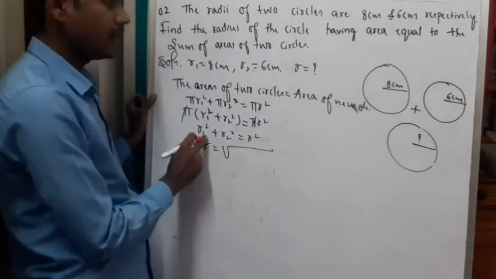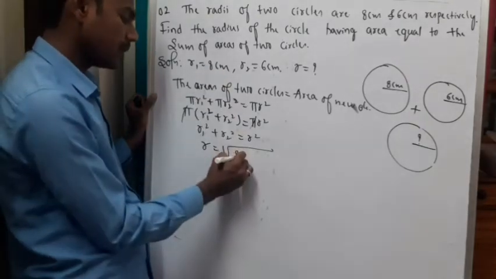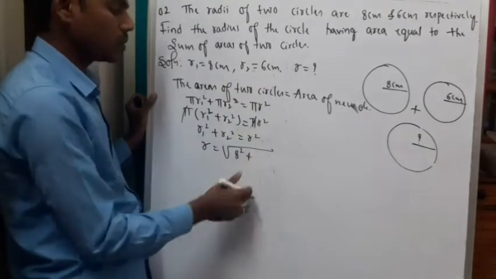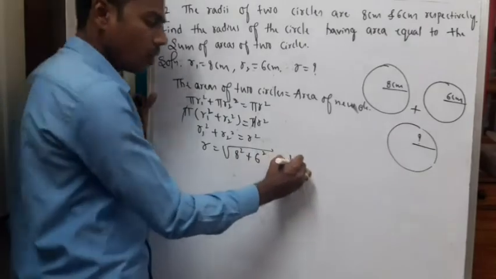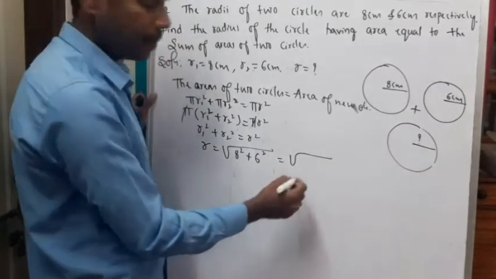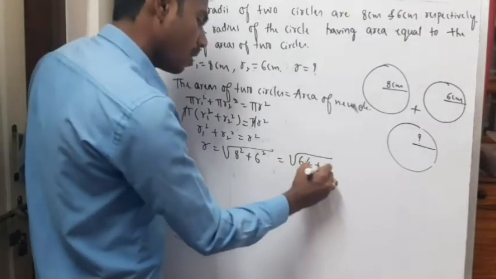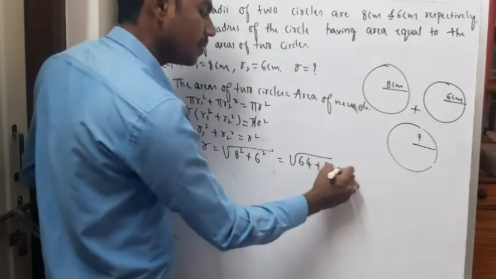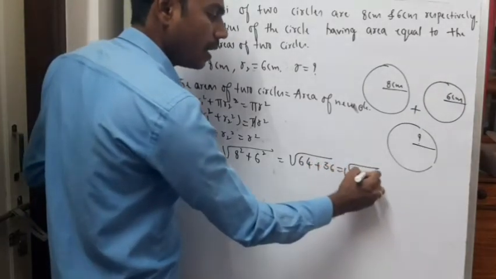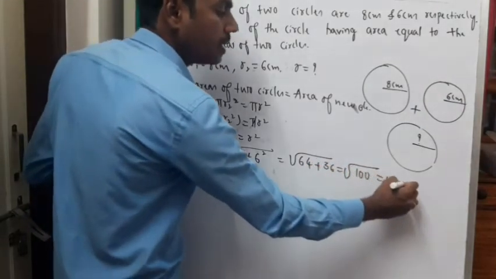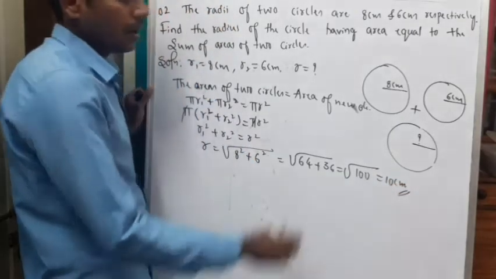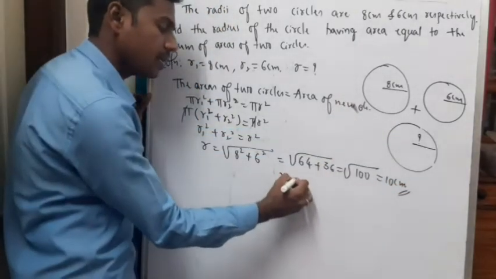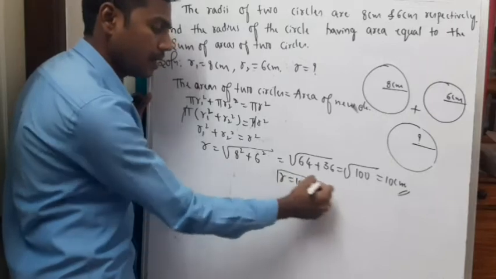square root of, what is R1²? R1² is nothing but 8². What is R2²? That is 6², which is equal to 8², nothing but 64, plus 6², nothing but 36, which is equal to square root of 100, which is equal to 10 centimeter. So the radius of the new circle is equal to 10 centimeter. Please note this down.